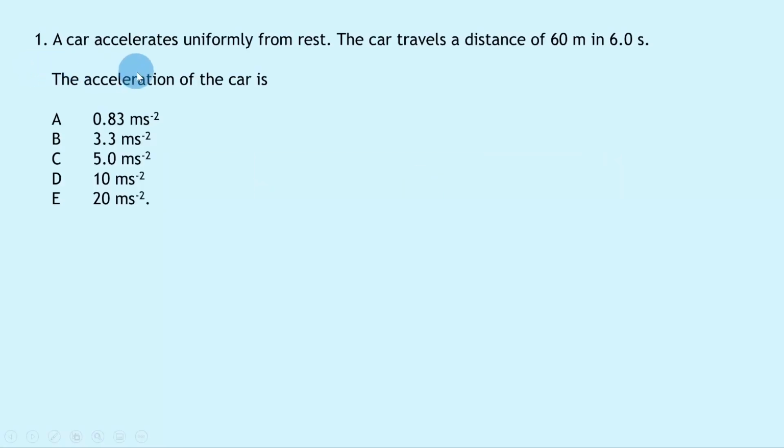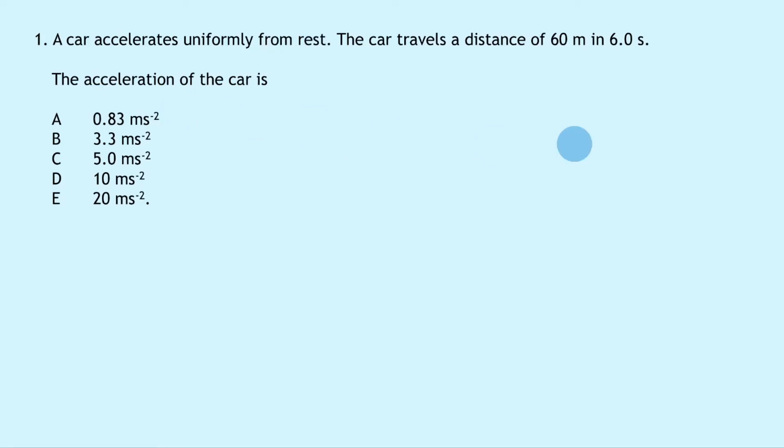Question 1 says a car accelerates uniformly from rest. The car travels a distance of 60 meters in 6.0 seconds. The acceleration of the car is... Well, notice how we're given a time, we're given a distance, and we're told that the car accelerates uniformly from rest. So we're told the initial speed is 0 meters per second. And we're asked to find the acceleration.